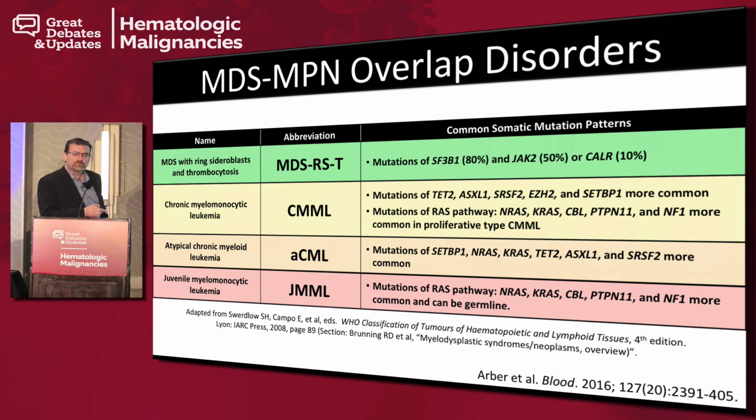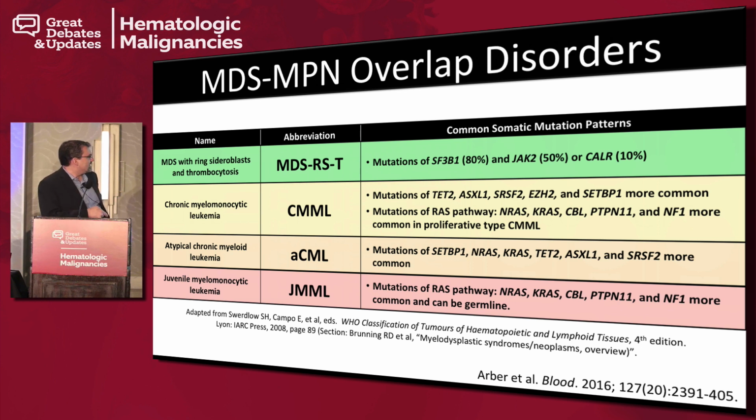some of these. TET2 is one of the most frequently mutated genes in CMML, and it occurs at about twice the rate as it does in MDS. And the same is true for ASXL1, SRSF2, and some of the other mutations. There's also a much higher incidence of RAS pathway mutations in CMML, particularly in the more proliferative subtypes of disease.